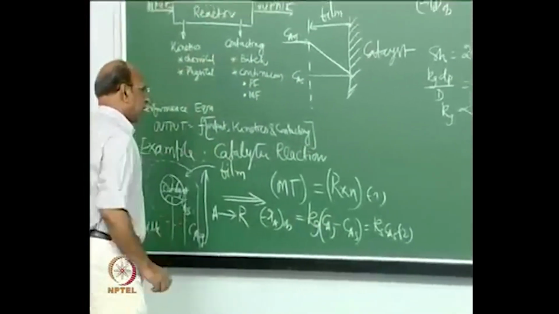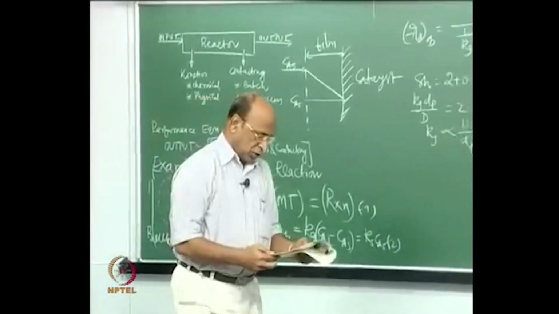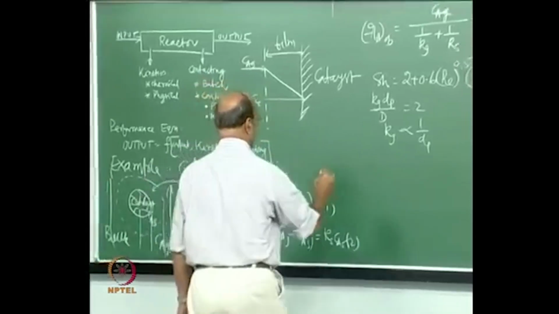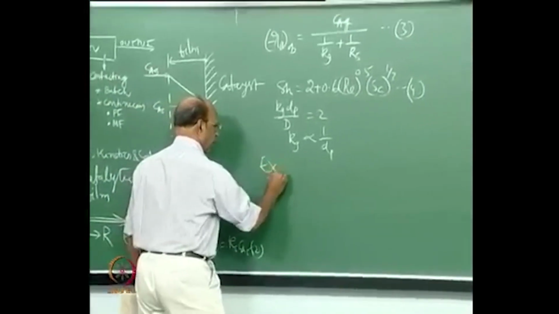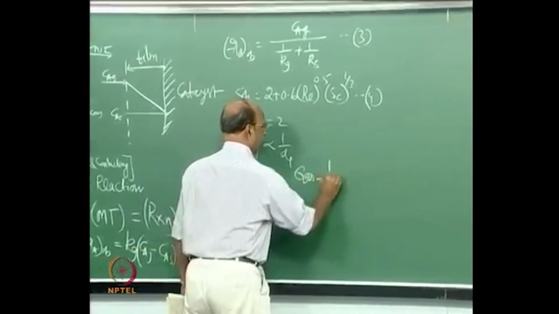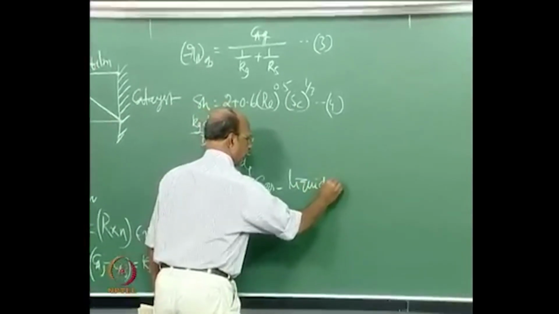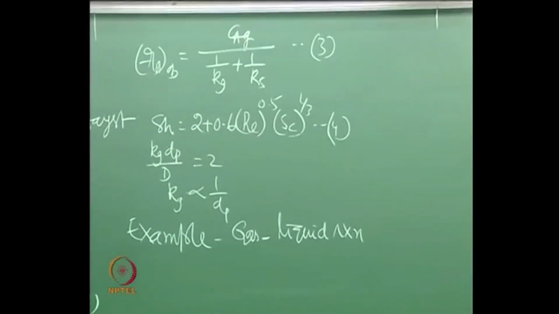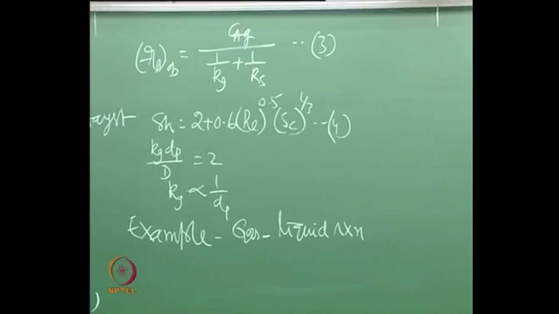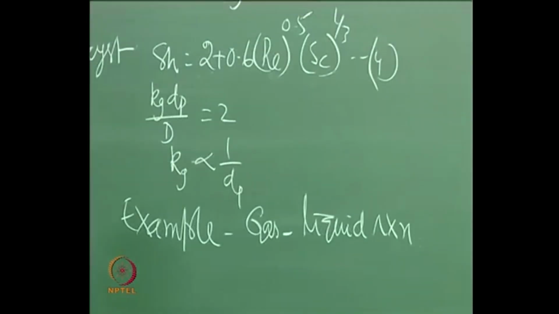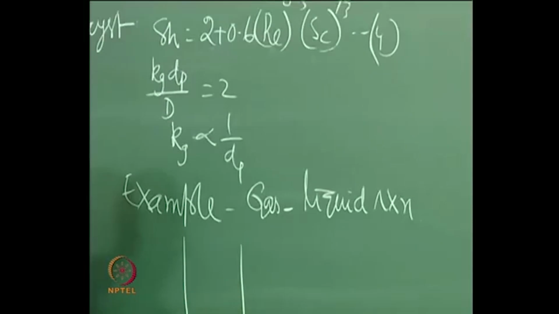This is a catalytic reaction. Okay. So, if I have a gas liquid reaction, another example, you know what kind of reactors we use for gas liquid reaction. We use what are called bubble columns, right. So, a bubble column normally can be shown something like this.